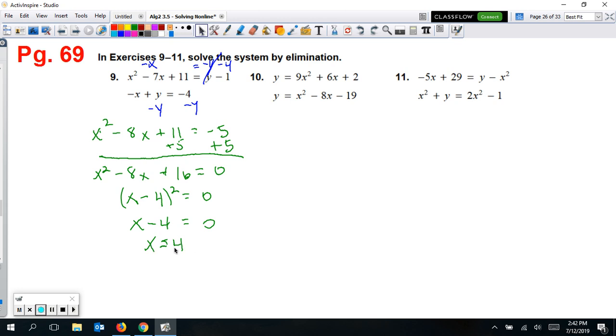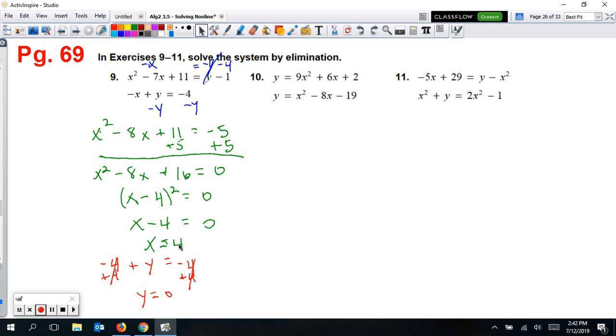So we're going to plug 4 into one of these equations. It would be always easier to do the linear one. So if x is 4, it's going to make negative 4 here, plus y equals negative 4. So we're going to go ahead and plug that in. So negative 4 plus y equals negative 4. So I'm plugging in 4 for my x in the second equation here. And then we'll just go ahead and add 4 to both sides. So y is equal to 0.